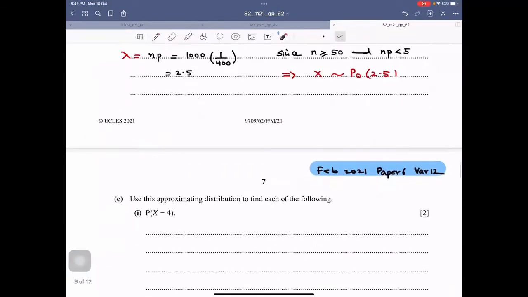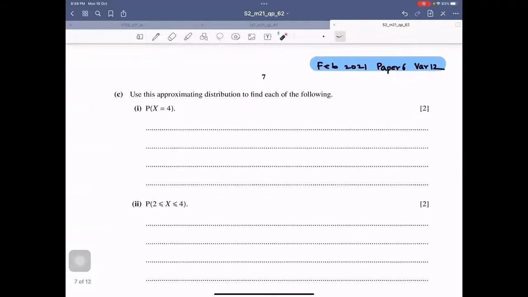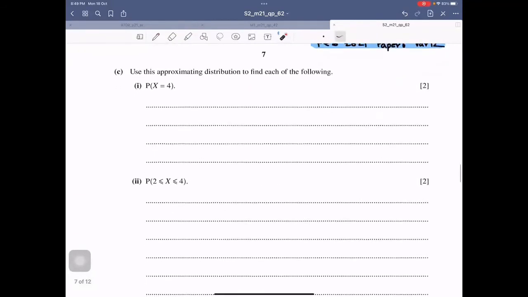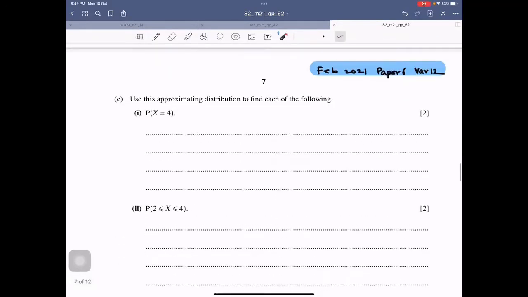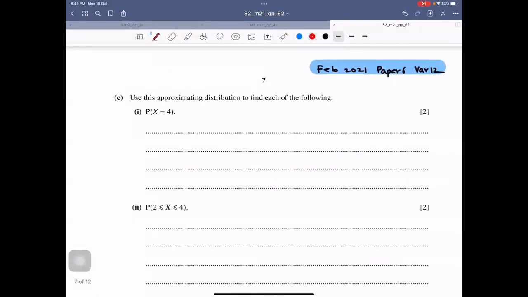Now it says, use this distribution to find each of the following. Probability X equals 4, X lies between such and such, and then comes the last part. So let's first focus on this. X follows a Poisson distribution with 2.5. Probability X equals 4. That is e raised to the power of minus 2.5, and 2.5 raised to the power of 4 divided by 4 factorial. That is the first value.